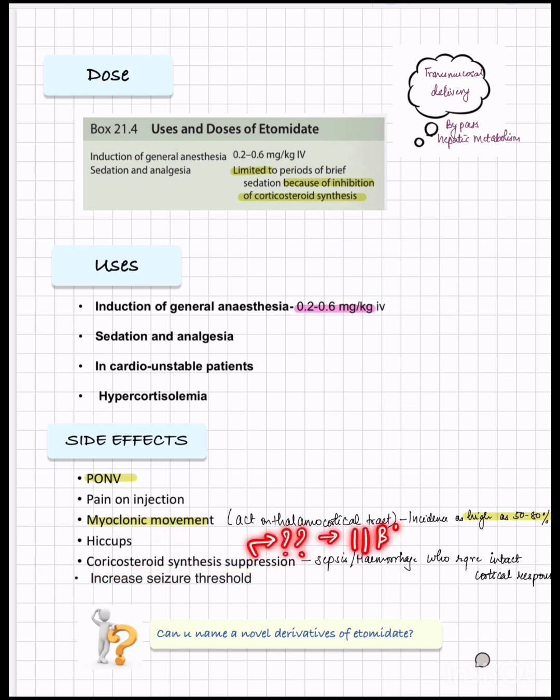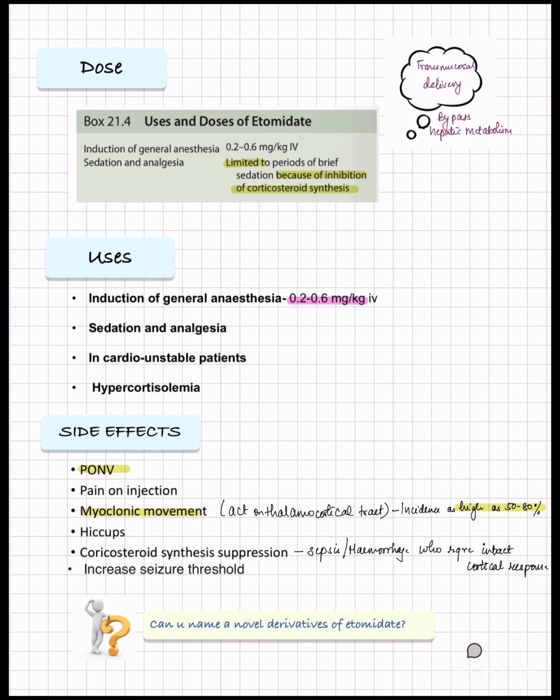Yes, 11 beta hydroxylase. So it causes corticosteroid synthesis suppression. So it should be used cautiously in septic patients, in hemorrhagic patients who require intact cortical response. And it causes increase in the seizure threshold. Can you name few novel derivatives of etomidate?